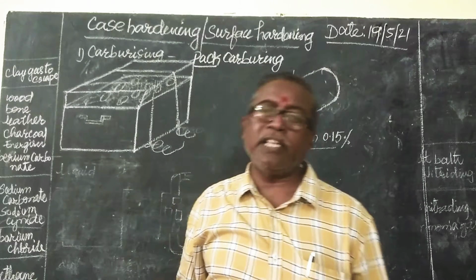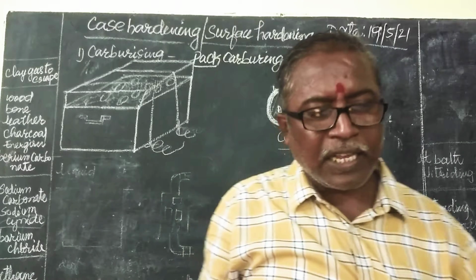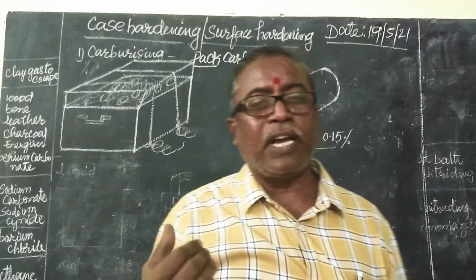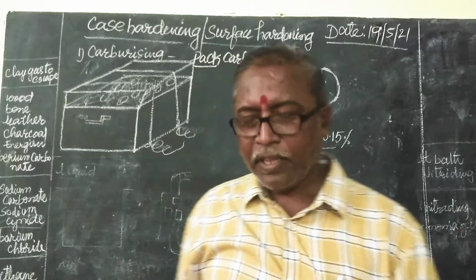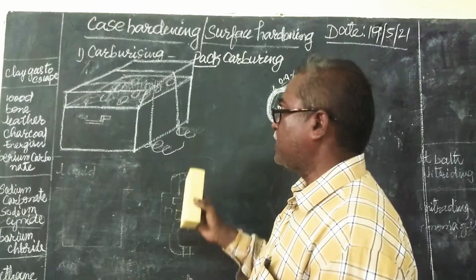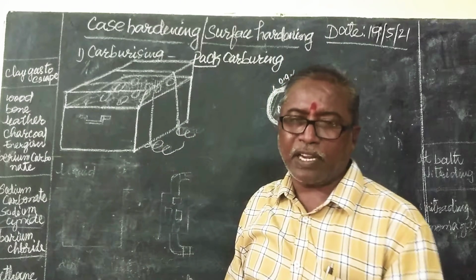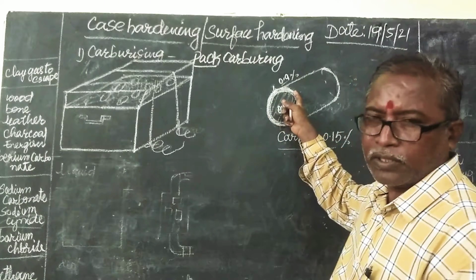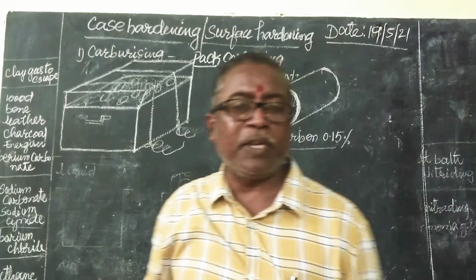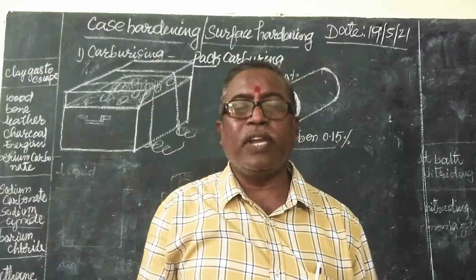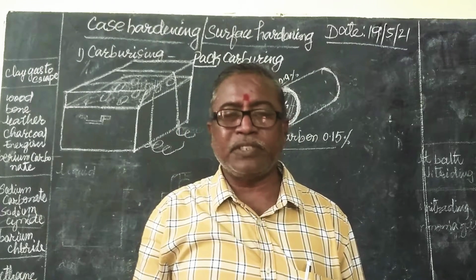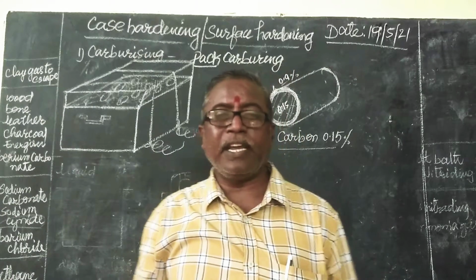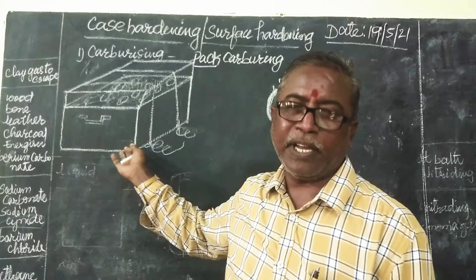There is another one, liquid carburizing. How will the liquid carburizing be done? The same way, after quenching, the outer surface becomes hard. Why are we doing all this? For example, you are doing MS material, turning your exercise job, and we wanted to make it hard. In that case, this carburizing will be done.